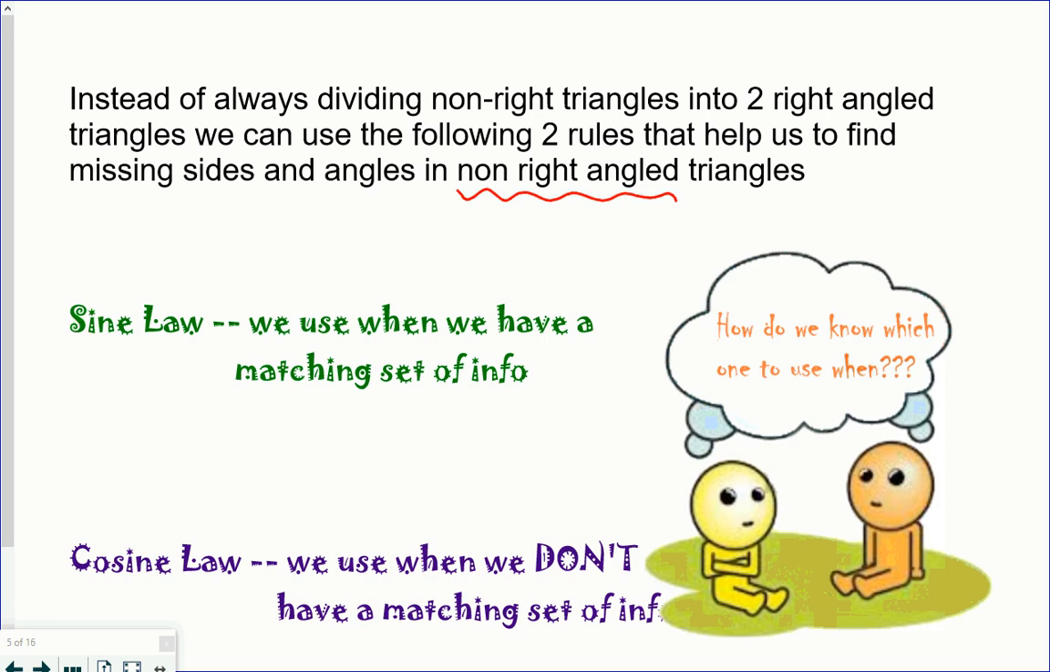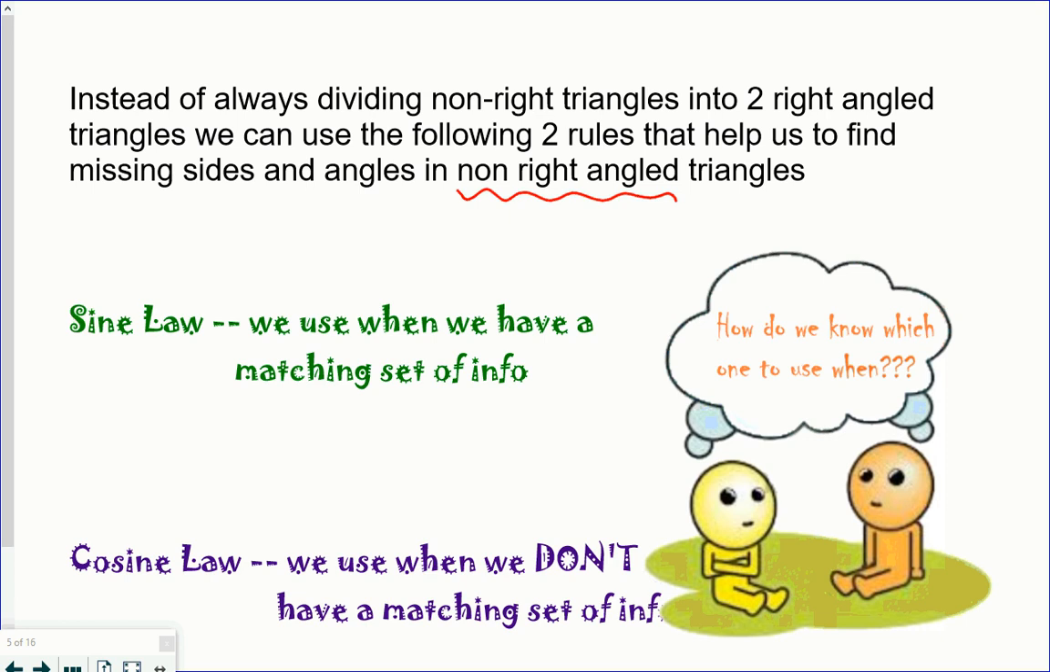Now, also in grade 10, I wrote out the word SOHCAHTOA for you so that you wouldn't spell it wrong. Same thing here, sine law and cosine law, we give you the formulas. So you just have to know which one to use when, where to plug the numbers in, and then how to make your calculator do what you want it to do.